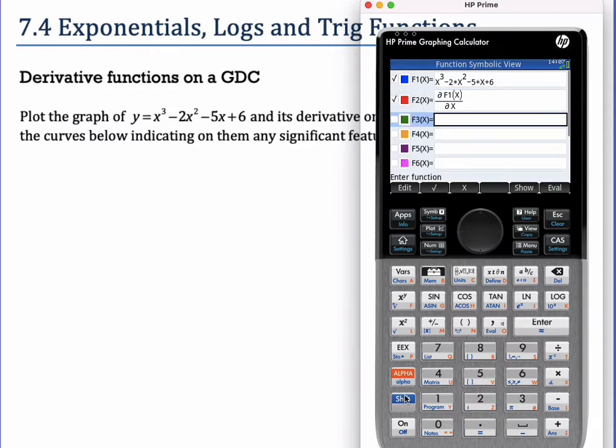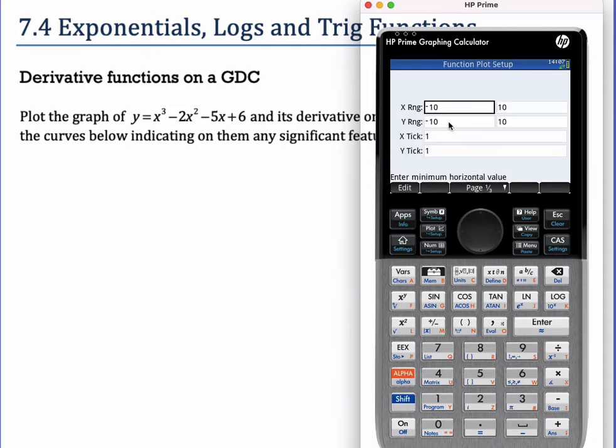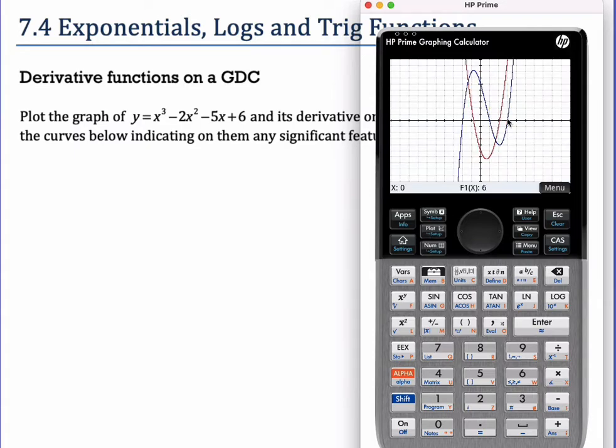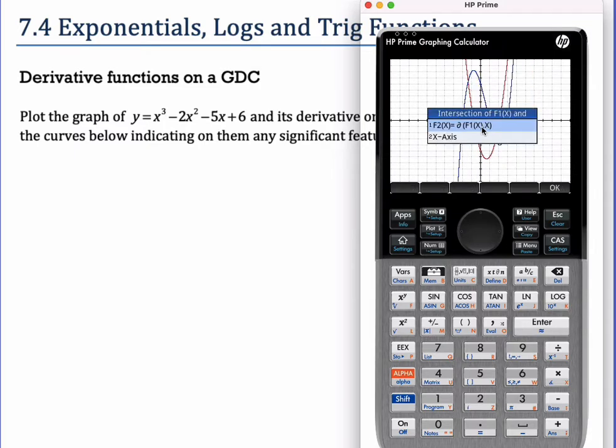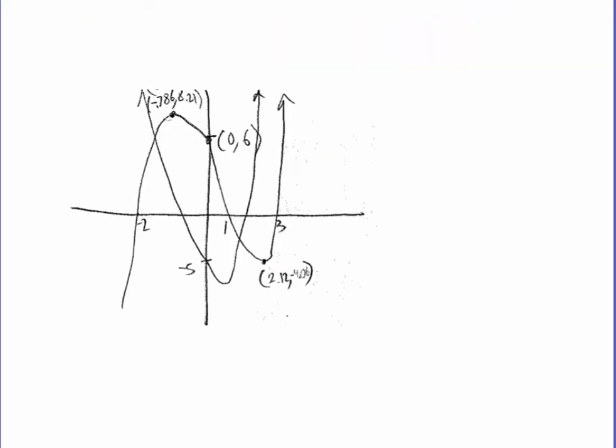Okay, so we have that in there. Let's go to shift plot and make sure it's set up from -10 to 10. And then when we go to plot, we can see it right there. And then indicating any key features, those are maximums and minimums, maybe points of intersection. You can get the maximum and minimum using function extremum. You can get the points of intersection by going to intersection, and you can find those, and then you can graph it like this, indicating some of the key features.